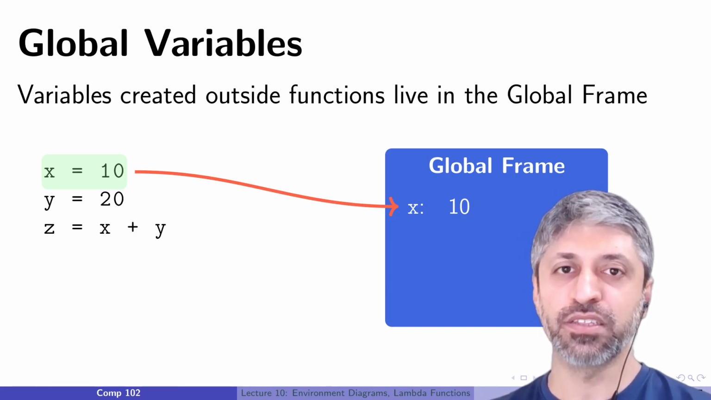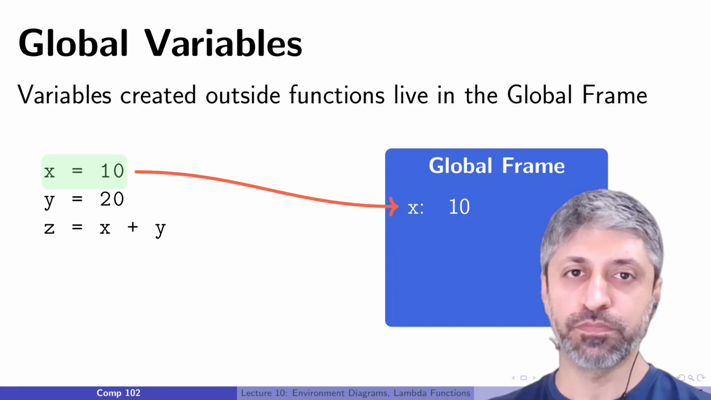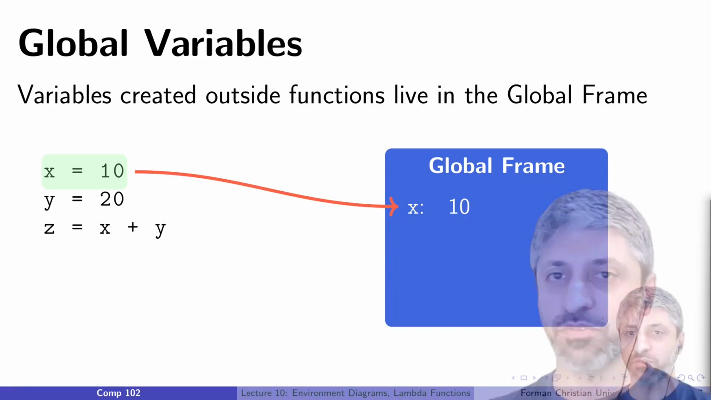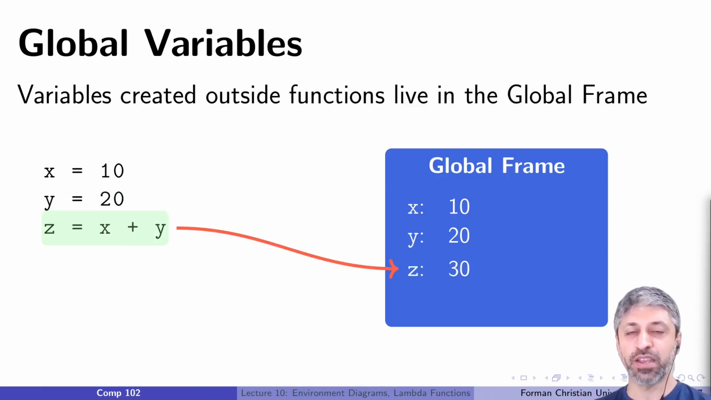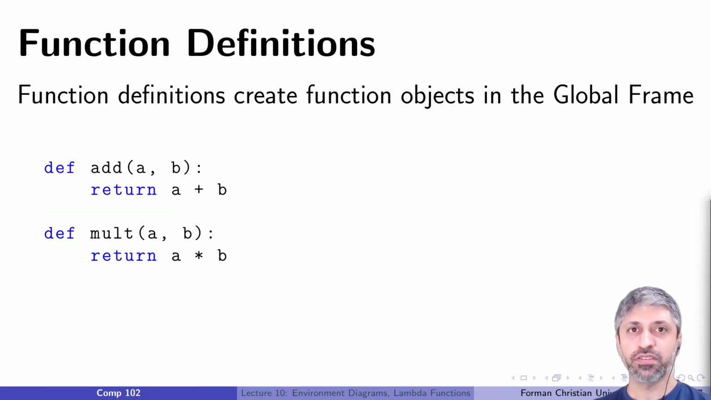That's exactly the same story with y. y equals 10. And then for z equals x plus y, Python looks up the value of x and the value of y in the frame and then adds them together and stores the result in z. So that's how addition works, and that's how it knows the current value of the variables. All three variables live right there in the global frame. Nice and straightforward. Now let's see what happens when we define functions.